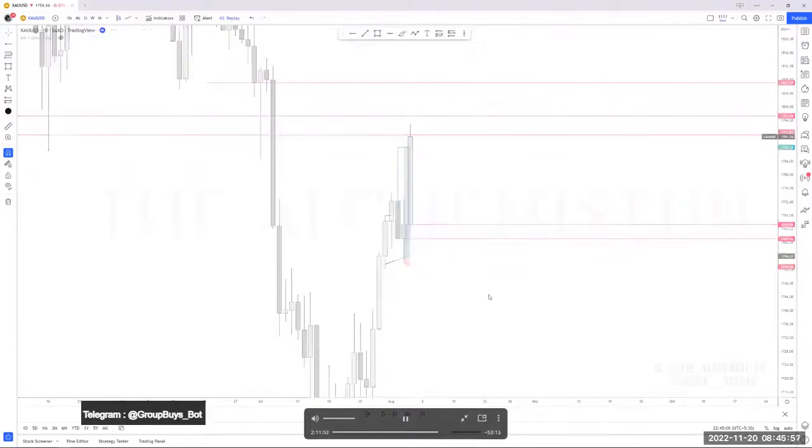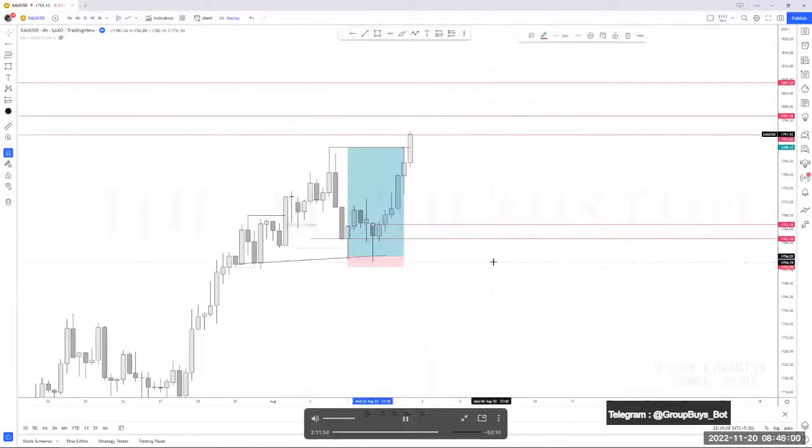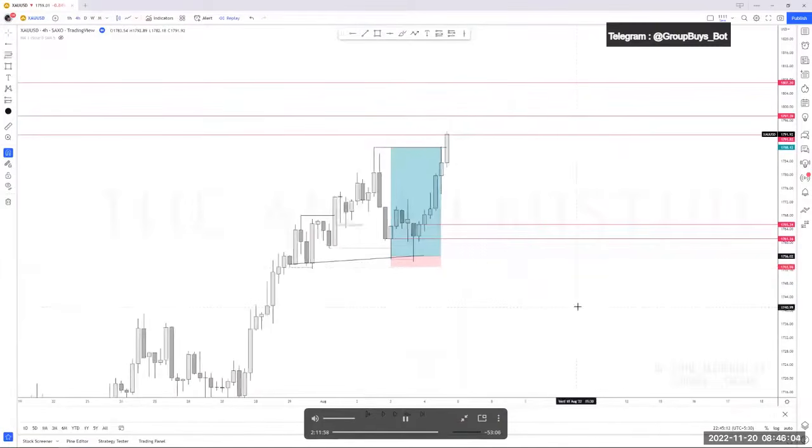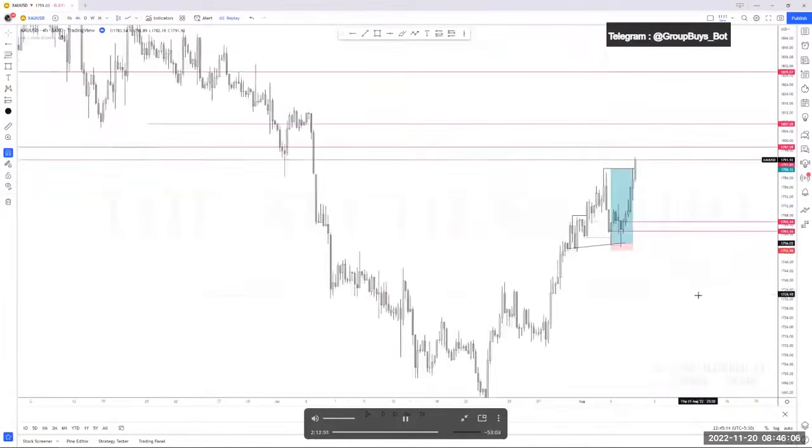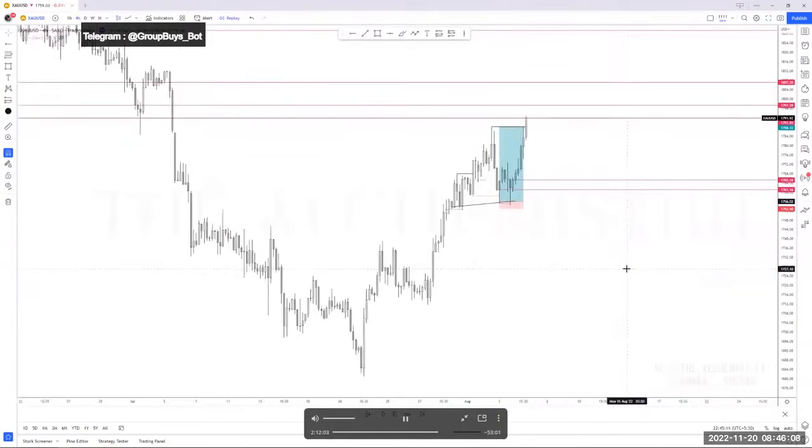How we use the confluence, because that's something else. And then what are the confluences? I told you it has to have liquidity. And the next thing is we have to have a trend line as confluence.